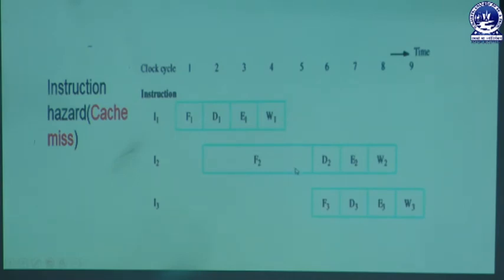So after getting the instruction I2 in the pipeline process, the pipeline resumes its normal operations at this point of the 5th clock cycle, and then it will go for decode. When it goes for decode, automatically the ith instruction will be fetched by the fetch unit, and then decode, then execution, and then write back. So it is a simple example of instruction hazards or control hazards, and that is called our cache miss. In other words, if one cache miss occurs, then it gives rise to one instruction hazard.